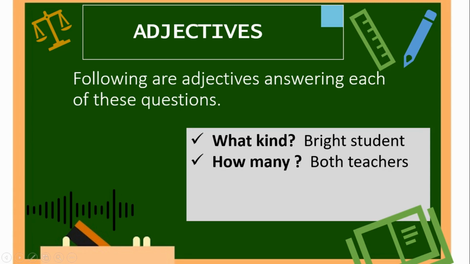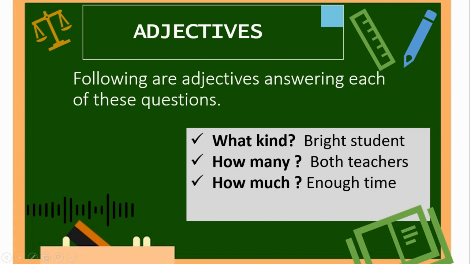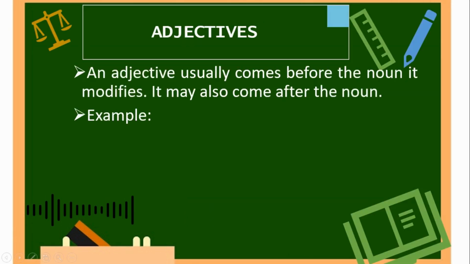How many? Both teachers. How much? Enough time. Which one? This baby. An adjective usually comes before the noun it modifies. It may also come after the noun.